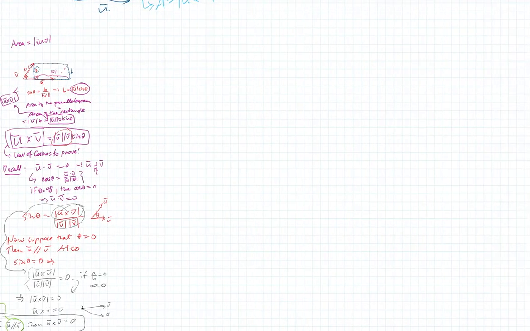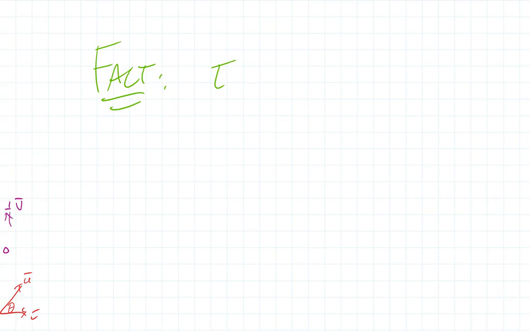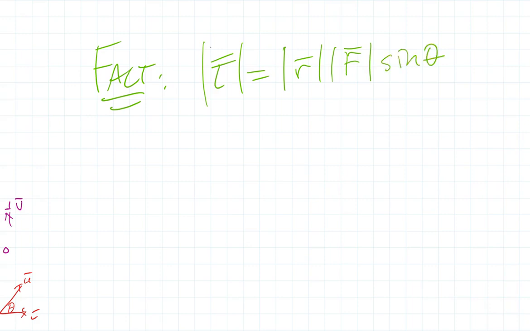So let me kind of show you over here. All right, so here's the fact. Let me just give you the fact real quick. So, fact: the magnitude of the torque is the magnitude of R times the magnitude of F times the sine of theta. Okay, so let's see where this comes from.